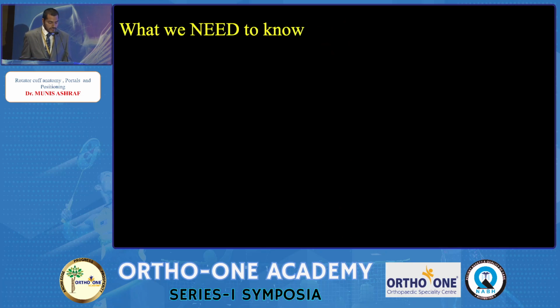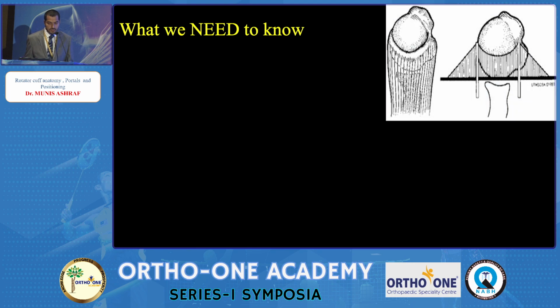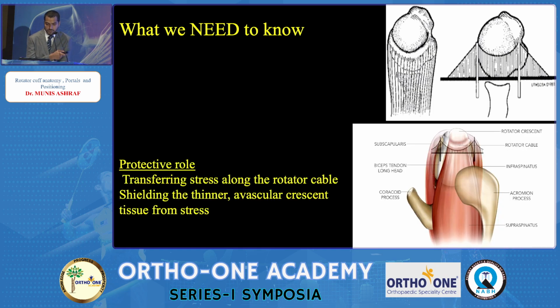So what do we need to know? We need to know that the rotator cuff essentially condenses to form an avascular crescentic tissue near the insertion, and this avascular condensed tissue is subjected to microtrauma and is more prone to traumatic tears. So there is a protective cable in front of it, and this description was done by Burkhart in 1994. This was called the rotator cable, and the essential function of this rotator cable is to transfer the stress along and protect the inner avascular crescentic tissue.